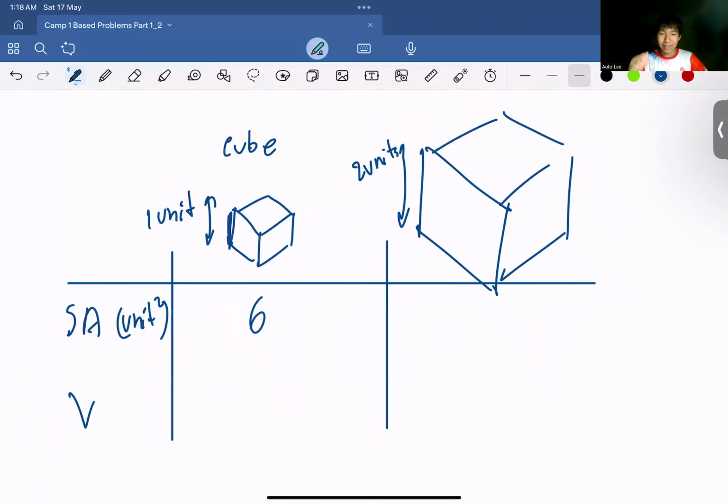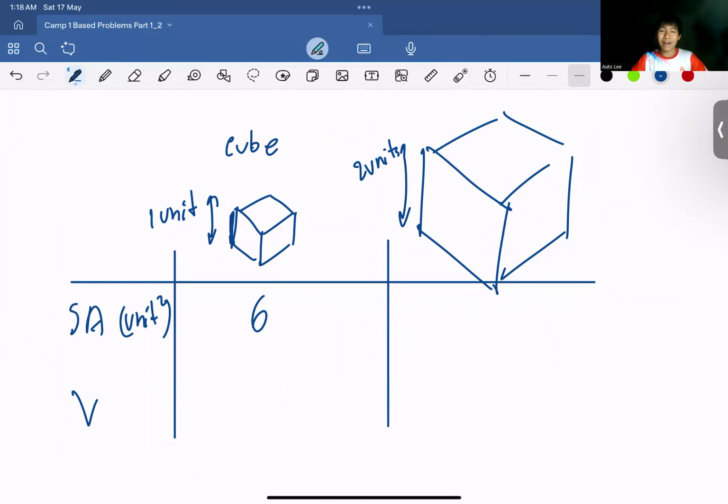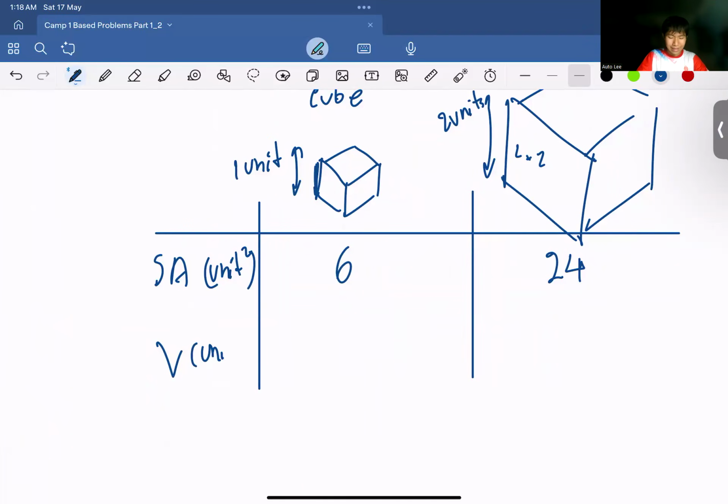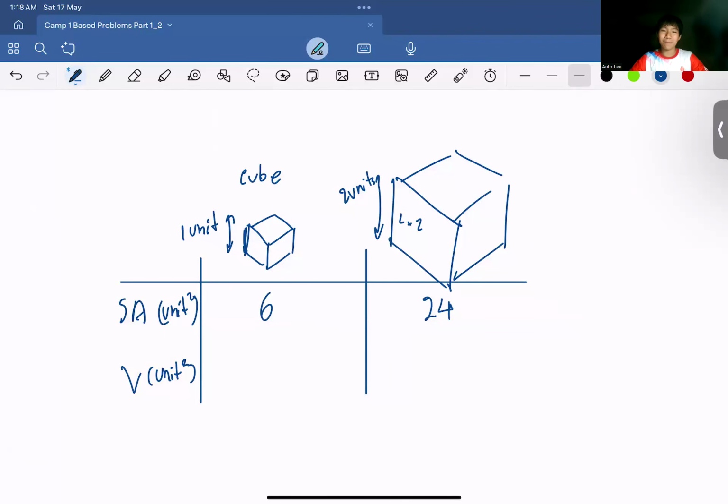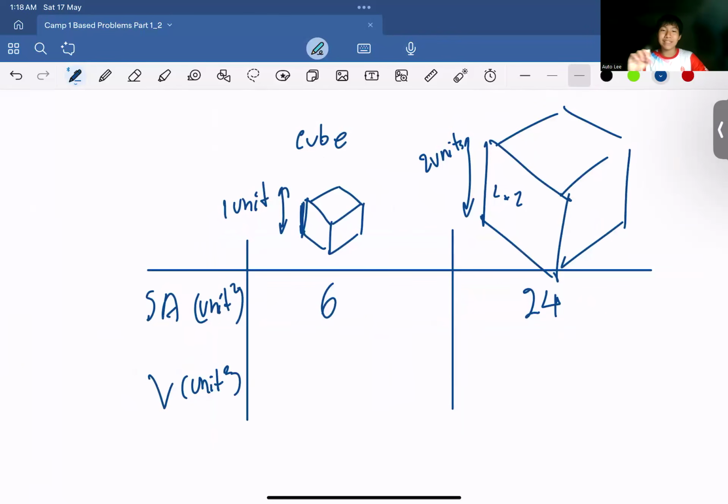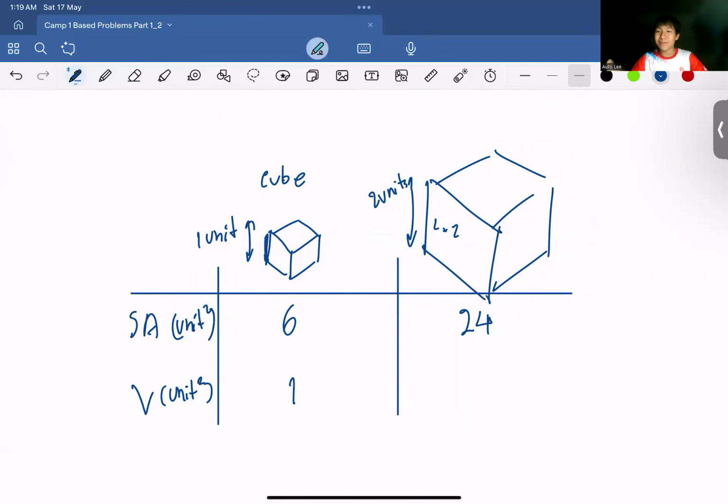And for the bigger cell, it's 2 times 2 for each side, and there are 6 sides, so 2 times 2 times 6 is 24. Now, what about the volume? It's pretty simple. For the smaller one, we do 1 times 1 times 1, which yields 1. For the bigger cell, it's 2 times 2 times 2, since both of these are cubes, and 2 times 2 times 2 is 8.